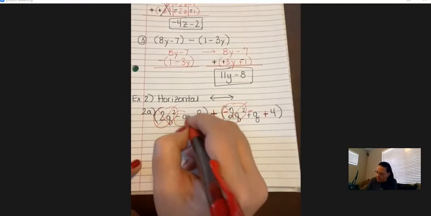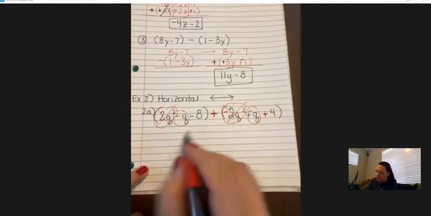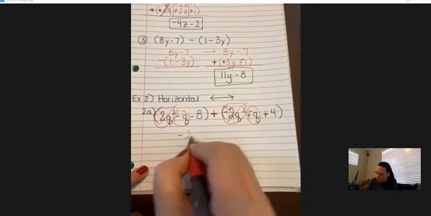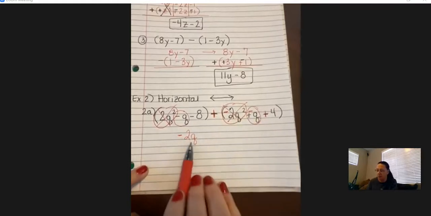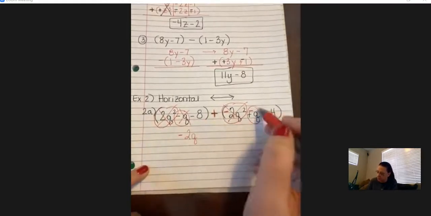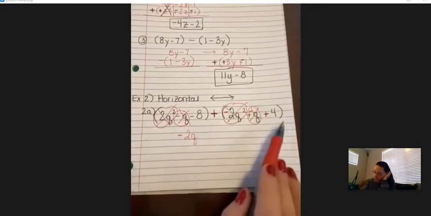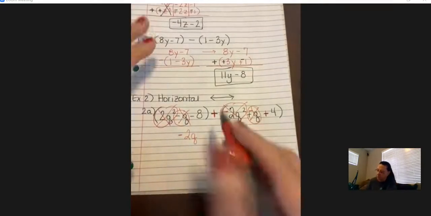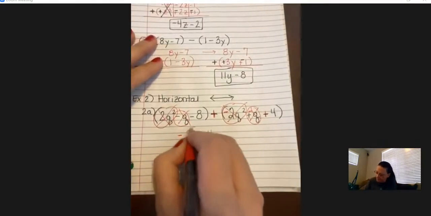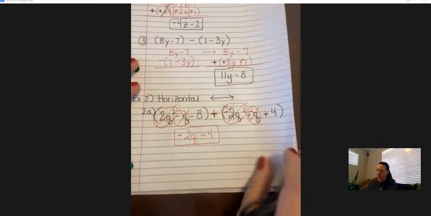Next, I have a negative q, and I have another negative q. A negative q and a negative q, I now have negative 2 of those q's. Negative 1q plus negative 1q makes negative 2 q's. So I'm done with my q's. The last thing I always do is my constants, because they have a degree of 0. Negative 8 plus 4 is negative 4. So your final answer is negative 2q minus 4. Okay, let's try another one like that.